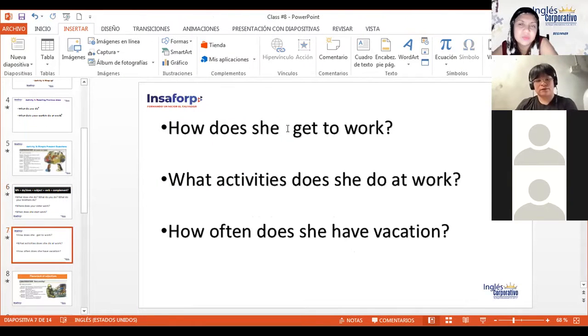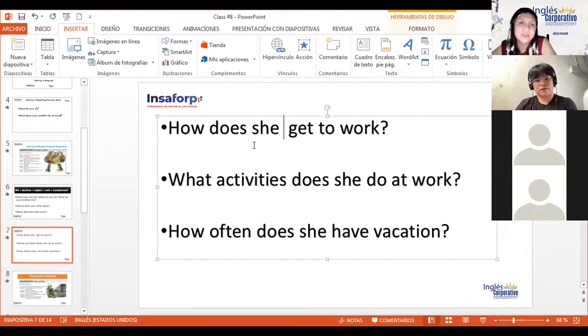How does she get to work? ¿Cómo llega a su trabajo? What activities does she do at work? ¿Qué actividades hace ella en su trabajo? How often does she have vacation? ¿A menudo tiene ella vacación? How often does she have vacation?